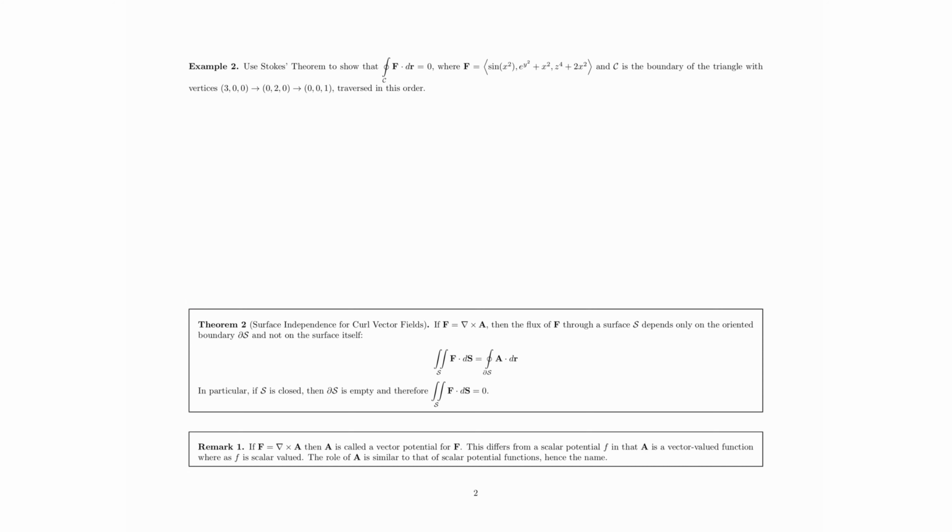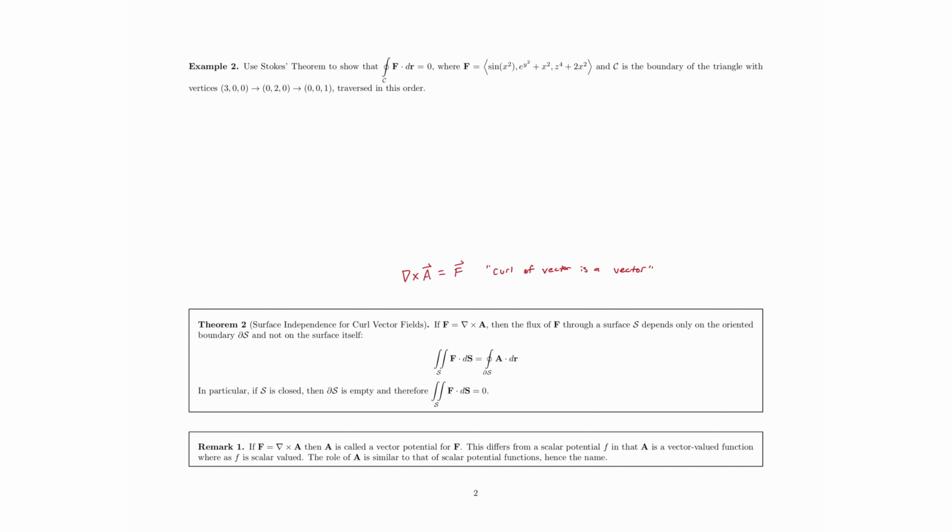So what we have here is this idea that we know the curl of a vector field is just another vector field, right? Curl of a vector is a vector. So we can think of the curl operation on a vector field as a way of taking an existing vector field and creating a new vector field from it.